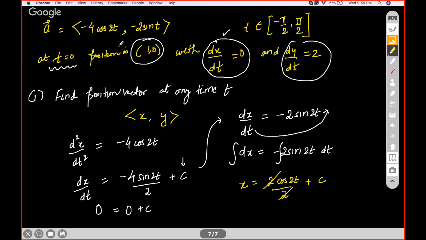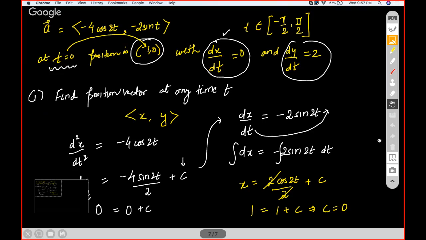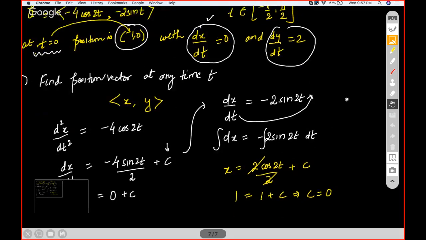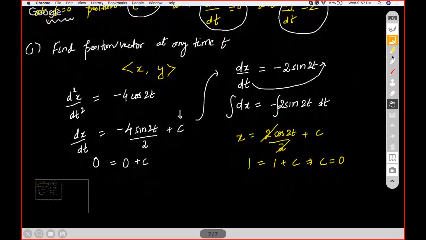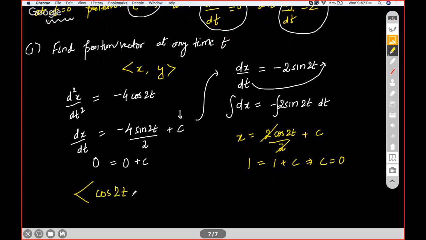Now how do I get this c value? You know that at t equal to 0, x is 1. So 1 is equal to c. C is equal to 1, because at t equal to 0, cos 2t will be 1. Correct. Next, I'll solve for y. I have already given half the answer. This will be cos 2t. You have to tell me this part.